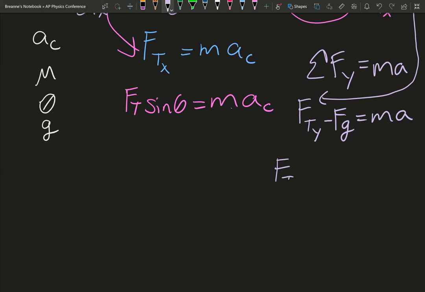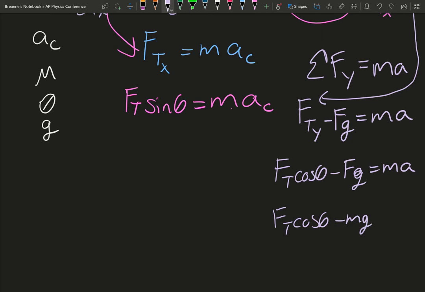So we get our force of tension cosine theta minus force of gravity equals mass times acceleration. We can break down force of gravity even more: mass times acceleration due to gravity, equals ma. So now we have our force of tension, just like we did on the other problems. We can substitute in. Let's manipulate this one and plug in. That'll be a little bit harder to manipulate.